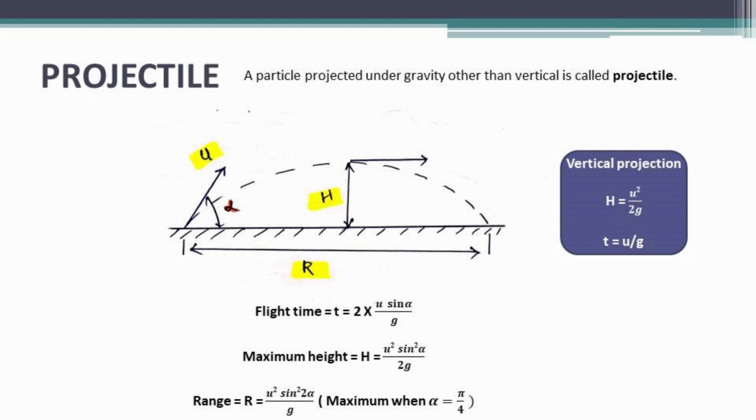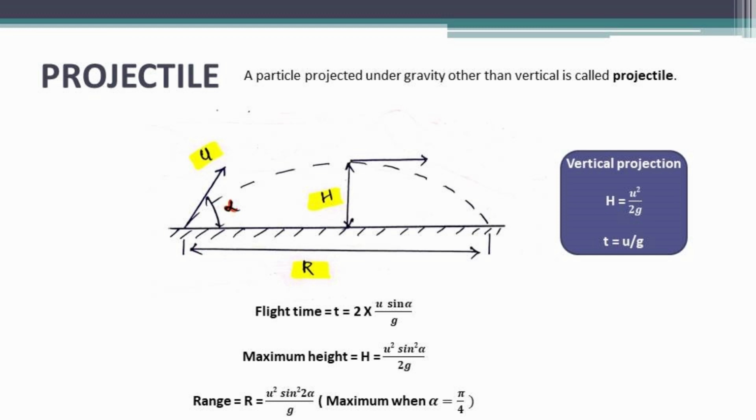This is the concept of projectile. It's also an elementary concept, but there are certain formulas that are very much required as far as engineering mechanics is concerned. Like flight time, which is denoted by small t, it is given by 2u sine alpha by g. Then we have the maximum height that the projectile can attain, that is given by h is equal to u square sine square alpha by 2g. And then there is range, that is given by u square sine 2 alpha by g.